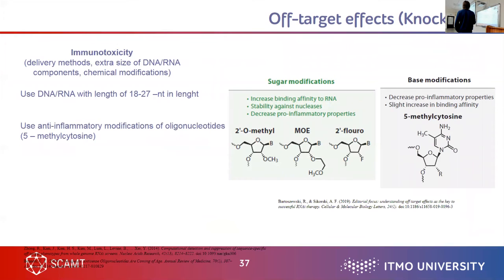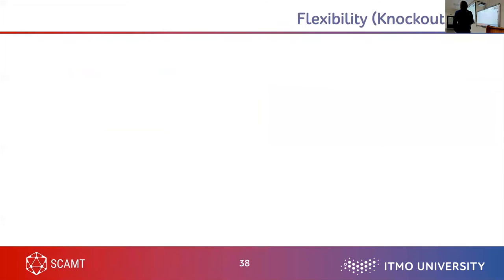Also we can use sugar or chemical modifications that can decrease pro-inflammatory properties. So there's an example. They can be attached to the chemical structure of our knockdown tools. And we are close to the finish.